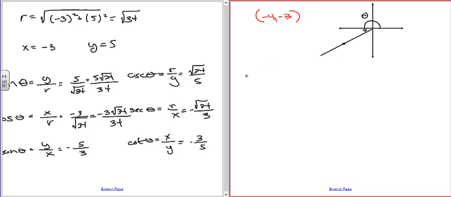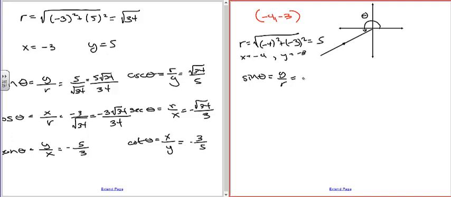So sine of theta is equal to y divided by r. So we have to calculate r. r is equal to the square root of -4 squared plus -3 squared, which is 5. So this is one of these 3, 4, 5 triangles. 16 plus 9 is 25. The square root of 25 is 5. And that makes it so you don't have to deal with square roots, which is nice. Okay, so r is 5, x is -4, y is equal to -3.